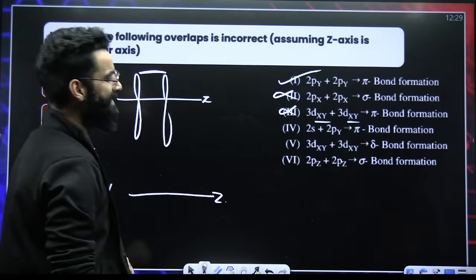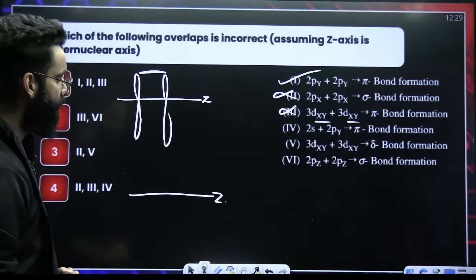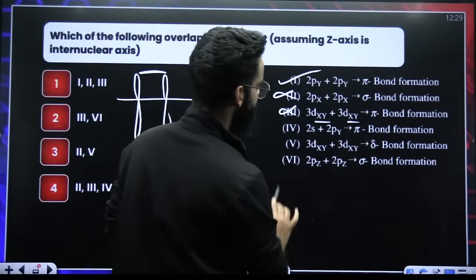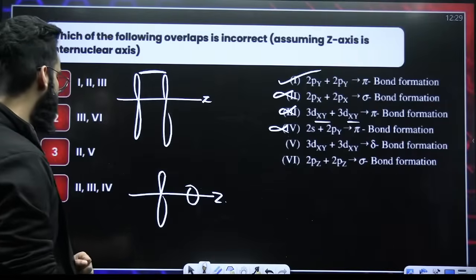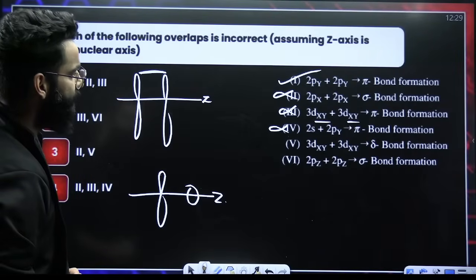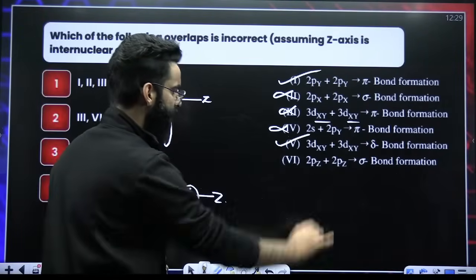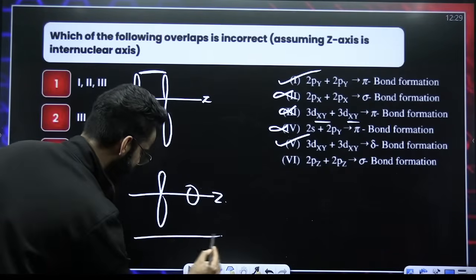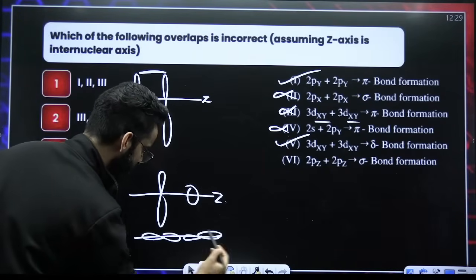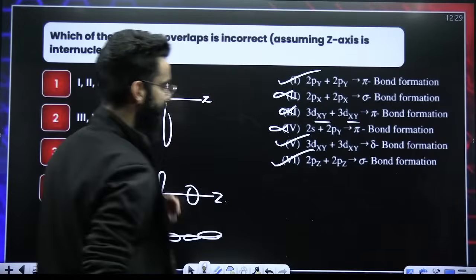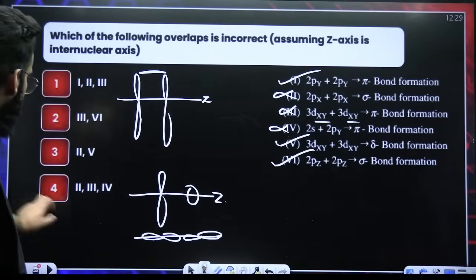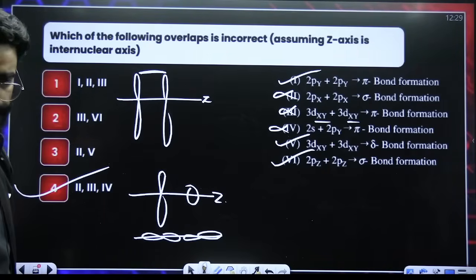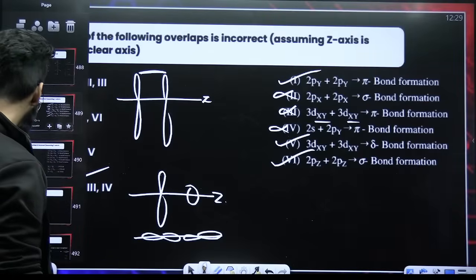2s2p. This is S and this is P. What will happen? Bond formation? Nope. 3dxy, 3dxy. They are going to form delta bond. 2pz, 2pz. If this is z-axis, this is your 2pz, this is 2pz. It's head-on overlap, sigma. This is right. Right? So how many are wrong? 2, 3, 4. 2, 3, 4 is the answer. Right? I believe I'm all clear.